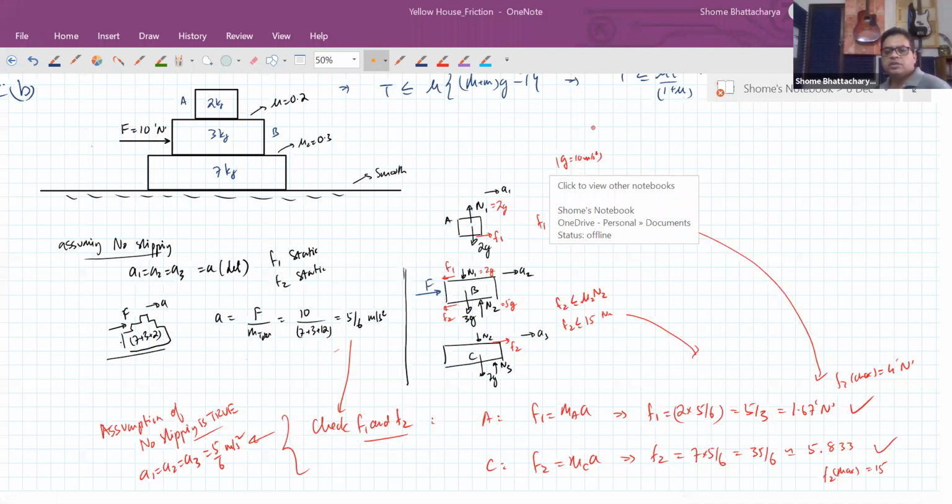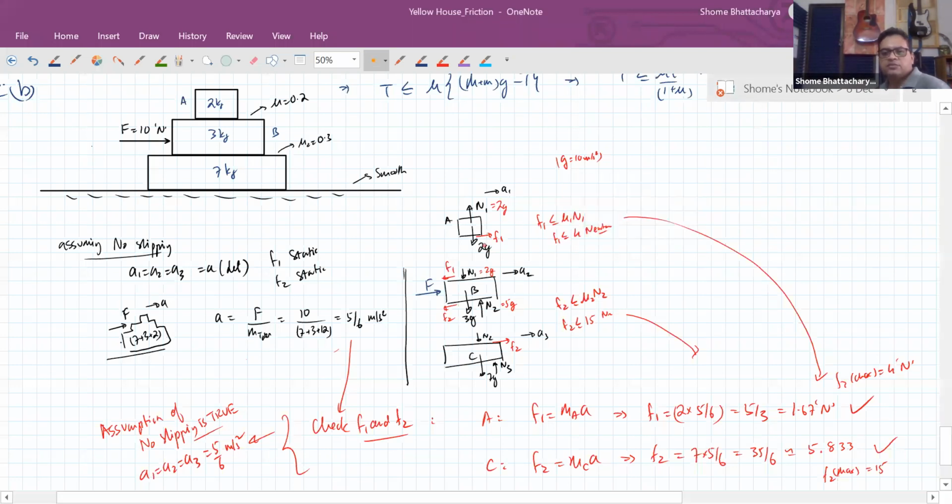If the accelerations are different, then you have to come to this free body diagram, and here the frictions will be kinetic friction. So in case of slipping, F1 will be equal to 4 newtons, which is kinetic friction. So A1 will become F1 upon mass of A, so 4 upon 2, meters per second square.